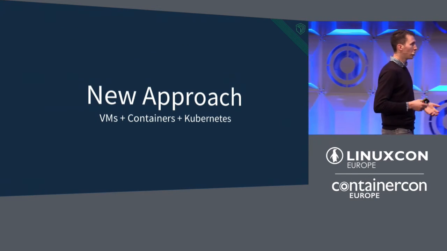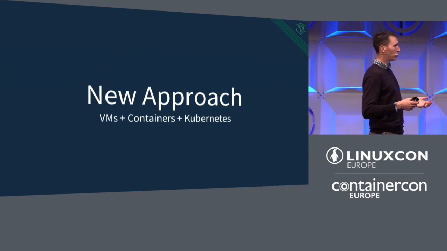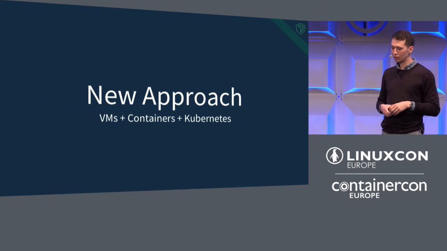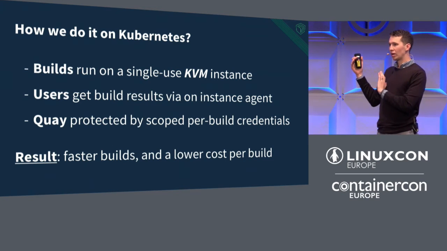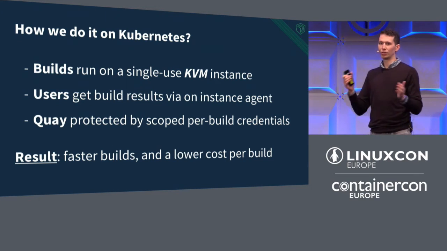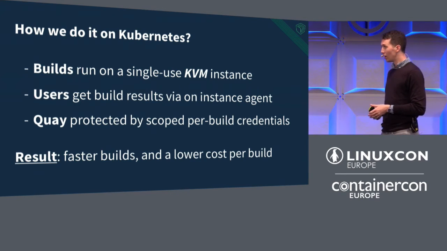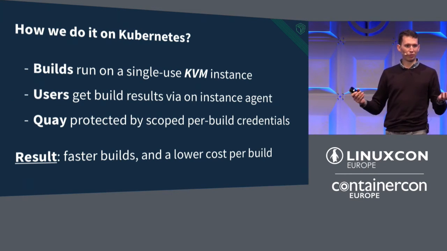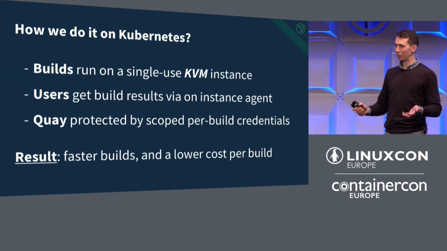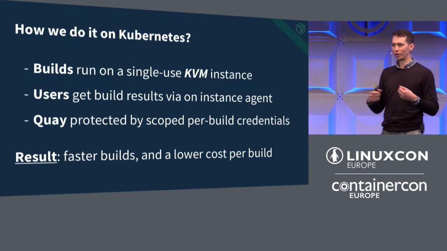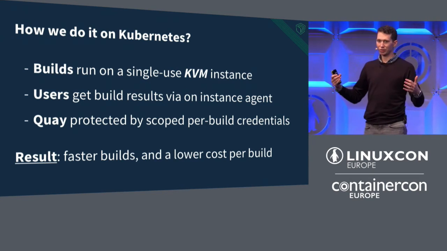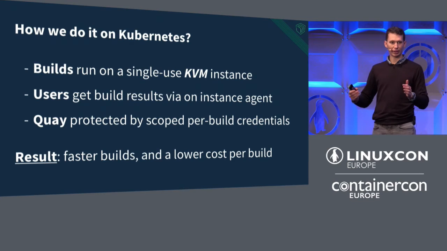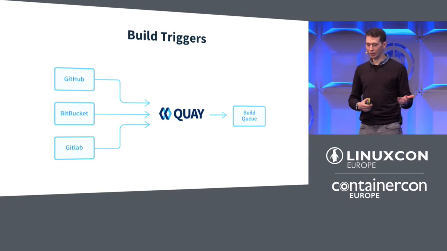So our new approach, instead of using EC2, is we use virtual machines, containers, and Kubernetes. And it's very much the same as our previous approach, only we've replaced a single EC2 instance with a single KVM instance running inside of a container. And the result is pretty good for users. It's essentially faster builds, and we have more efficient use of the capital, so we can buy better and bigger and faster machines in order to do the builds instead of spending time emptily at the end of the build.